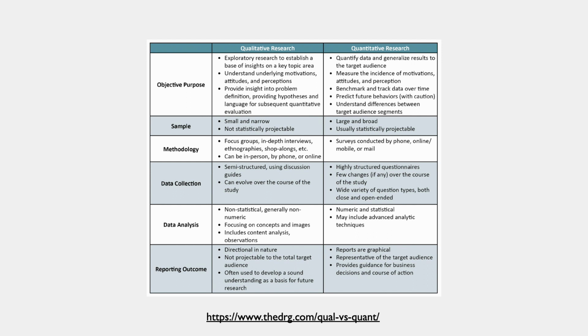If you find statistics other than demographic information in a study, you can assume it is not qualitative. Quantitative research, on the other hand, is used to quantify data and generalize results to a target audience. It measures the incidence of motivation, attitude, and perceptions. It has big benchmarks and tracks data over time. It can predict future behavior with caution. And it helps us to understand between target audience segments. These studies tend to be large, and they almost always use statistics.